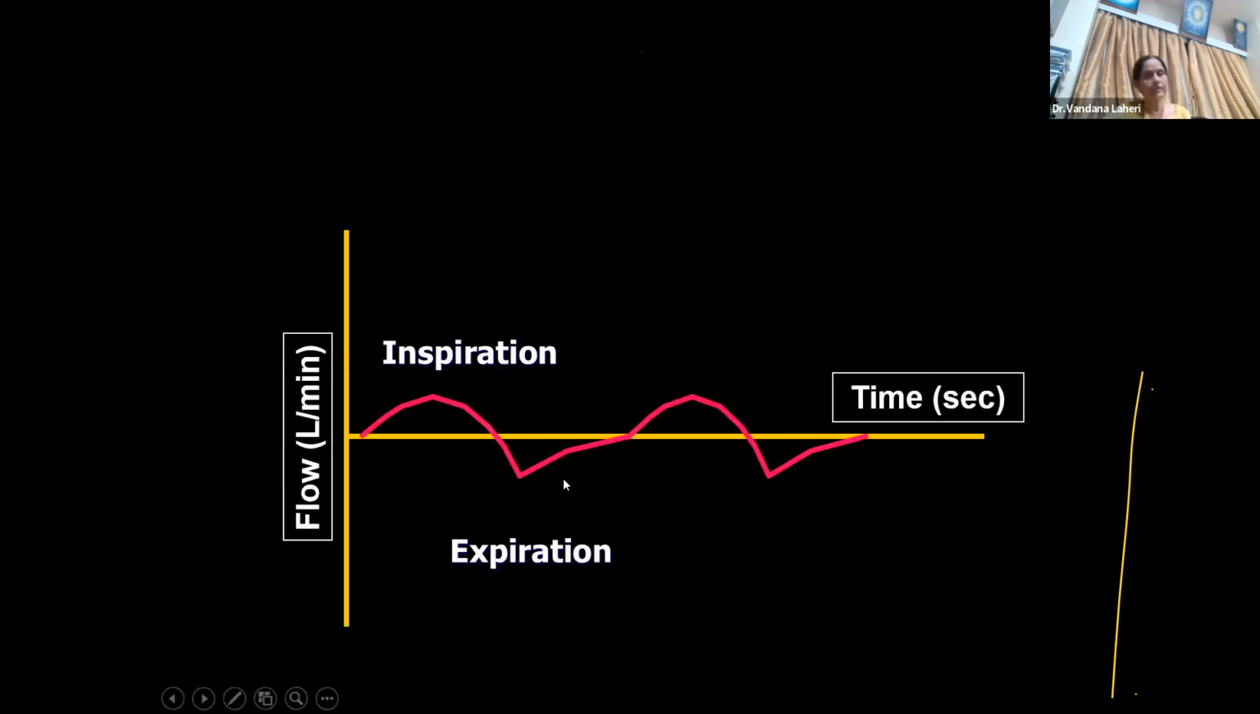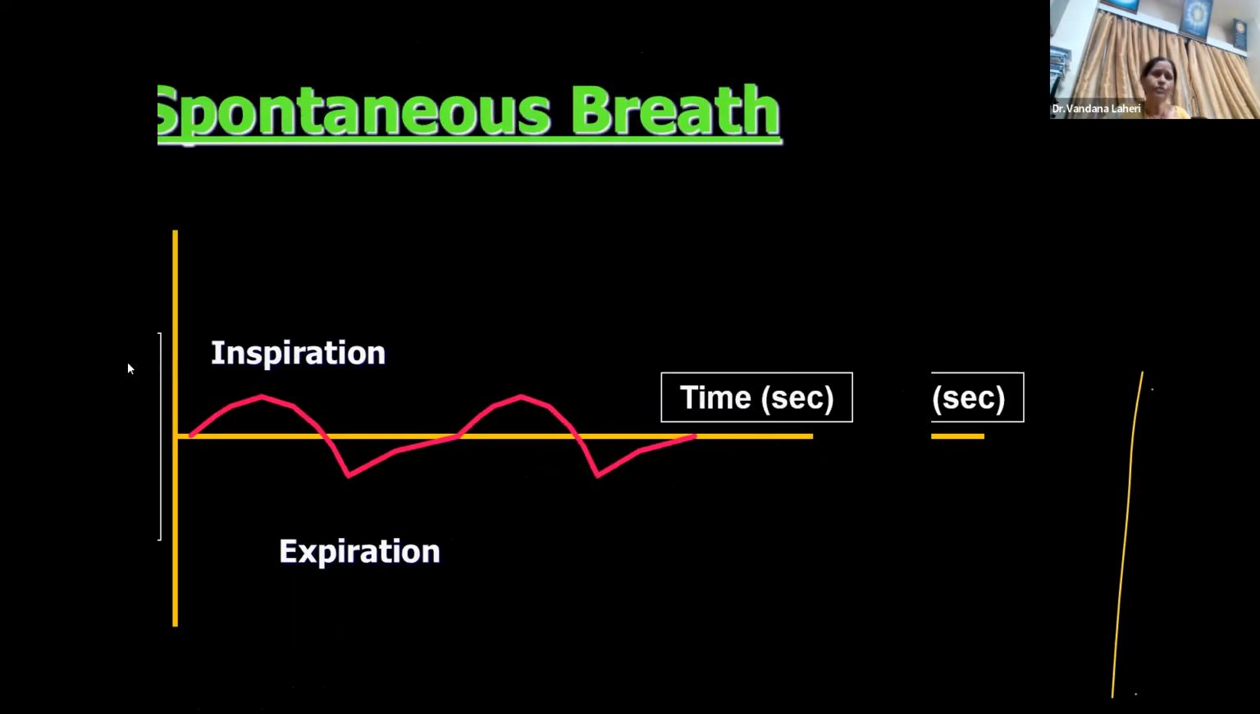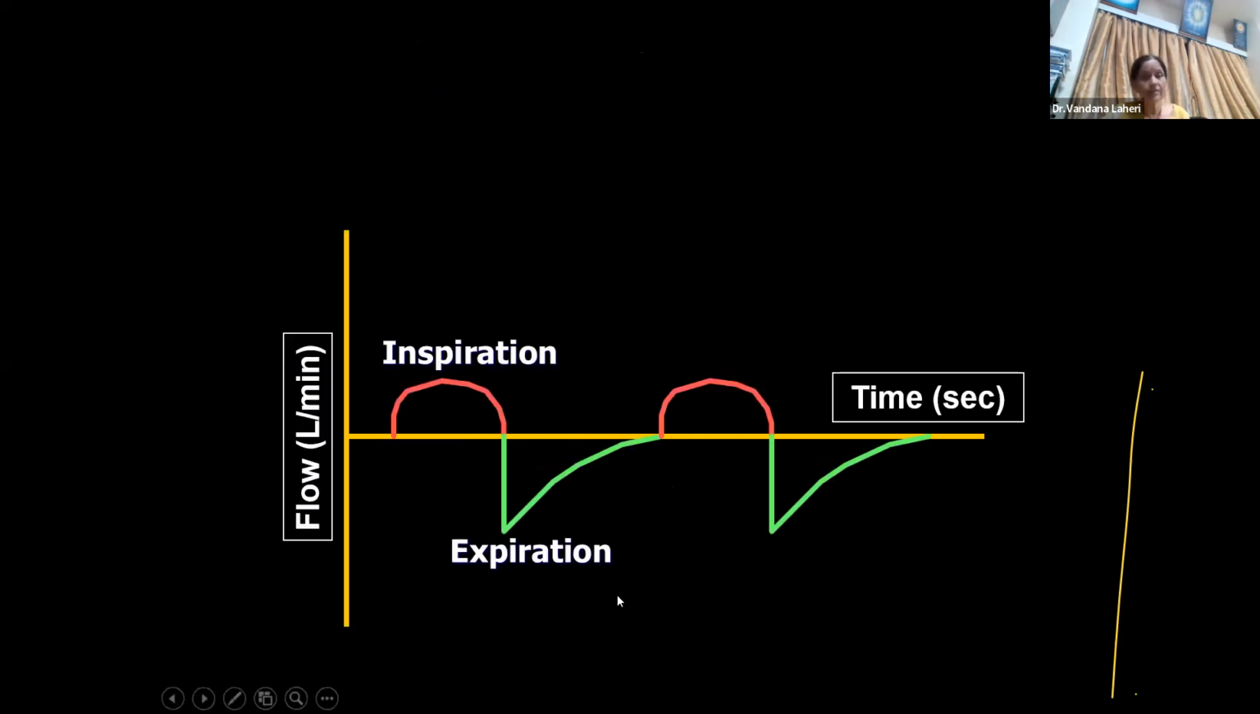Okay, so inspiration. This is a spontaneous breath I showed you. How does it look? It will be a sine wave flow pattern because the ventilator is not giving anything. Okay, so this is a spontaneous breath. Supposing I put the patient on CPAP. Now what happens? Can you see? The patient is on spontaneous breathing, but the flow pattern has changed from a sine wave, it has practically become a square wave sort of. Why?